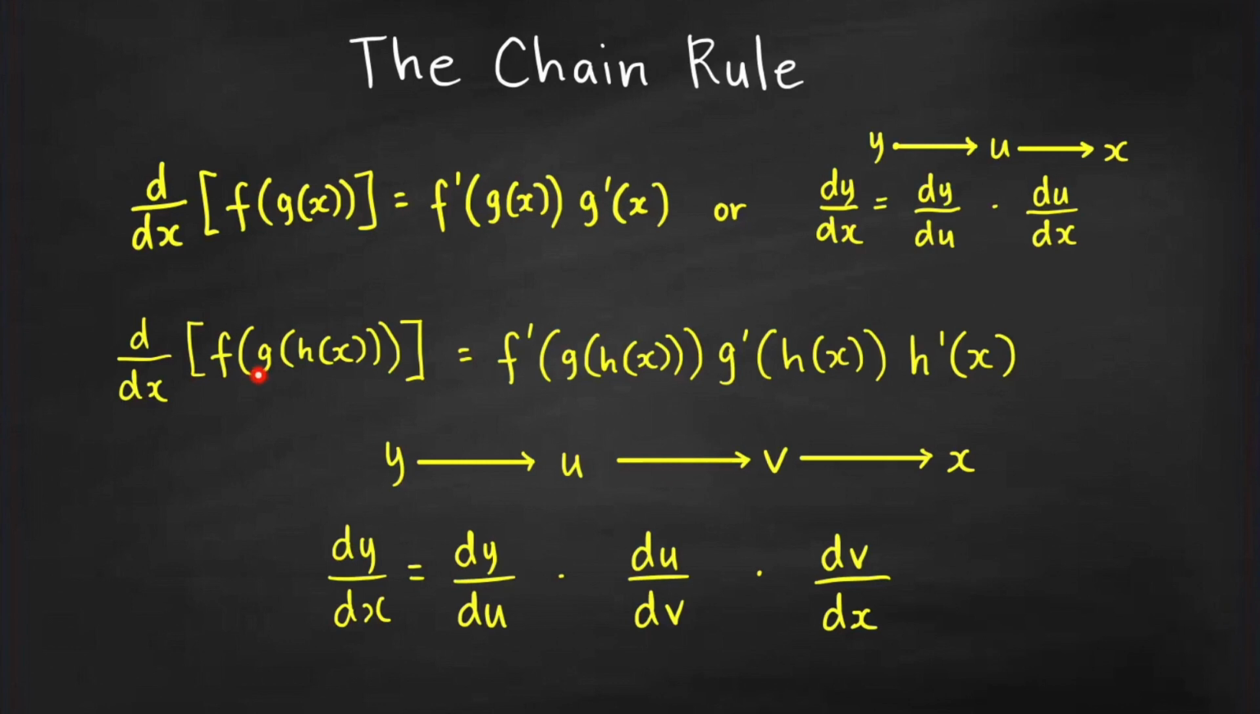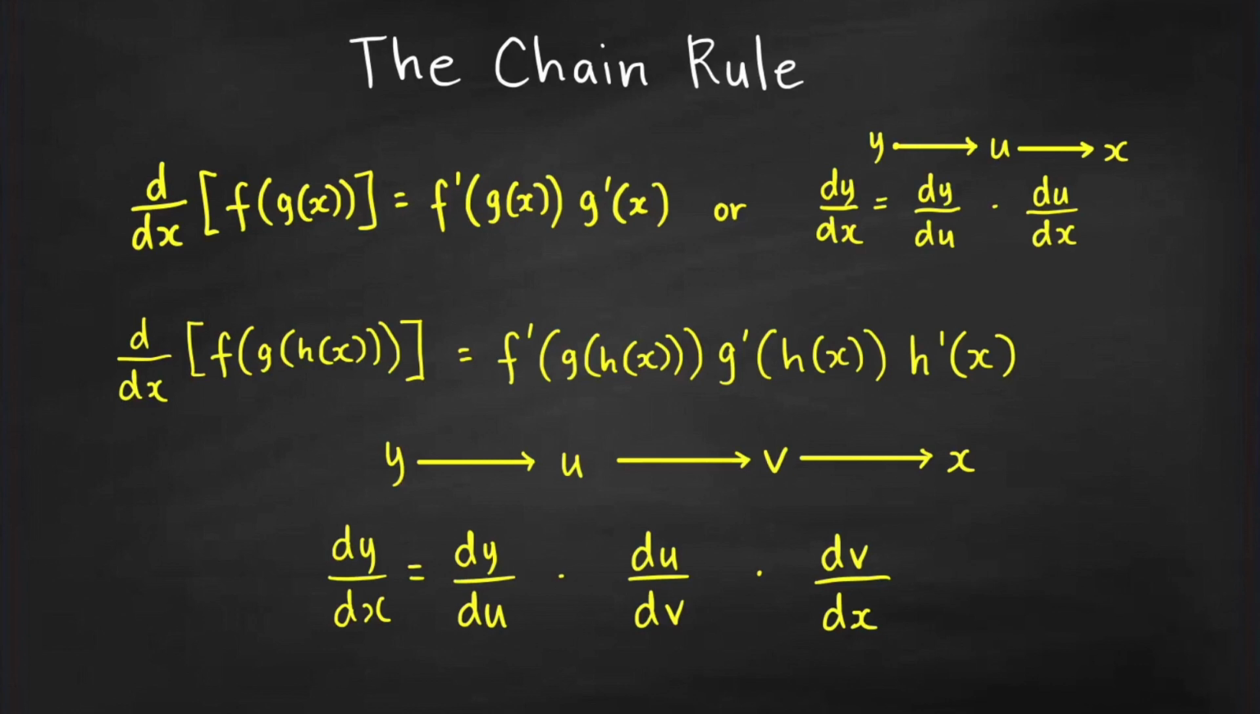If we have three functions here, the derivative with respect to x of this composition is, again, we start from the outermost function. So take f prime evaluated at this input, times the derivative of g evaluated at this input, and then times h prime of x. Using Leibniz notation, if we know that y is a function of u and u is a function of v and v is a function of x, to compute the derivative of y with respect to x, just multiply the derivative of y with respect to u, the derivative of u with respect to v, and the derivative of v with respect to x.